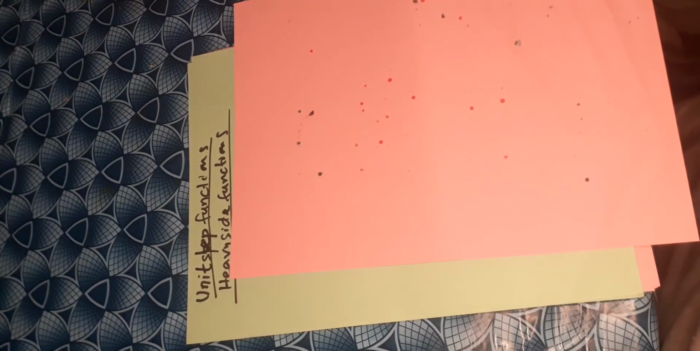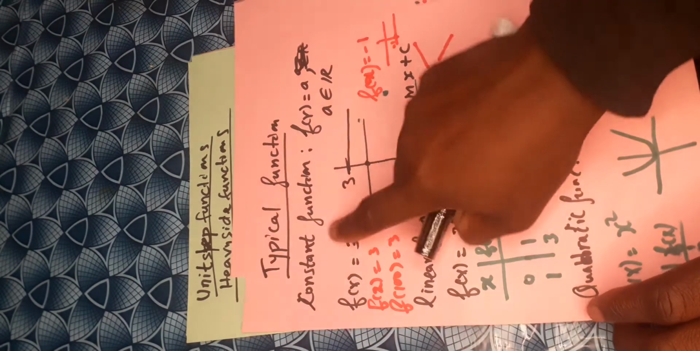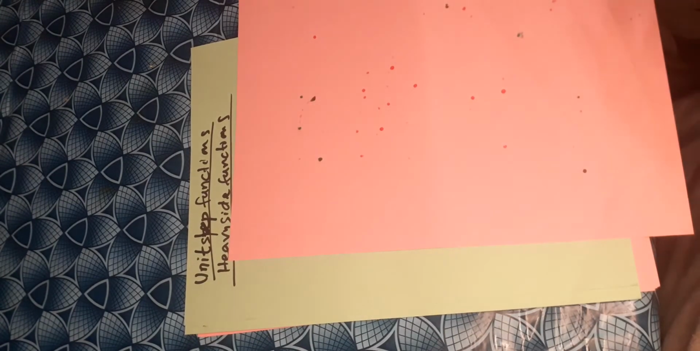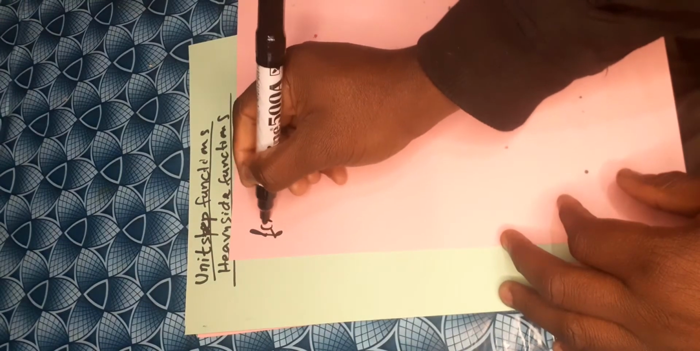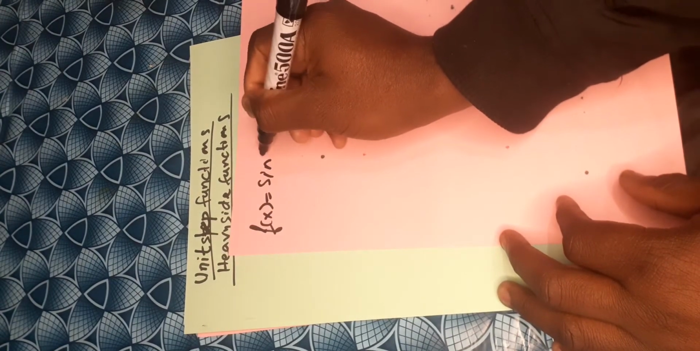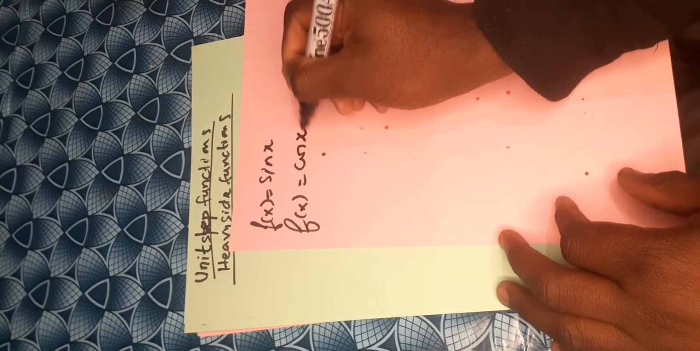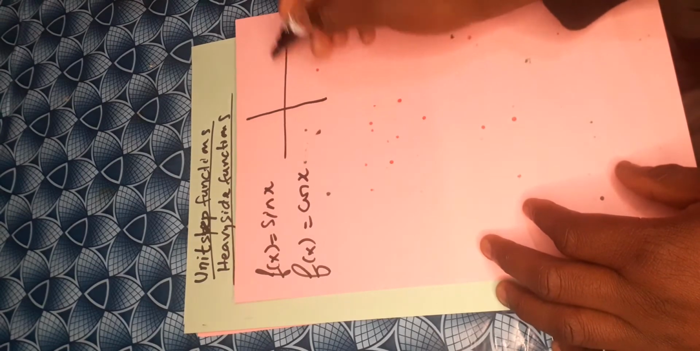Remember, I told you about the typical functions that we encounter. It's a constant function. We have a linear function, a quadratic function. But I forgot there's this one that usually comes also when you have f of x equal to sine of x, and then when you have f of x equal to cos of x. So here, please, I just want you to be accurate.